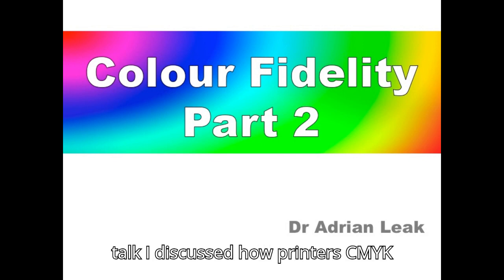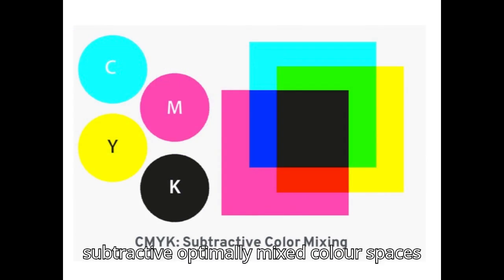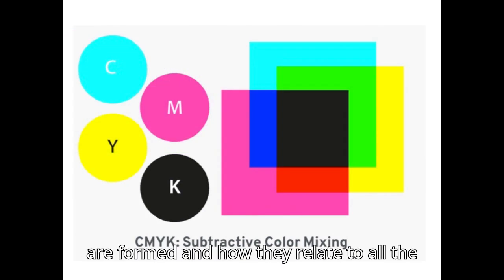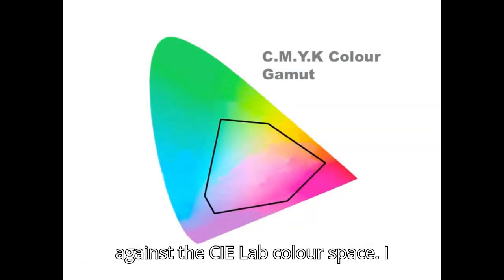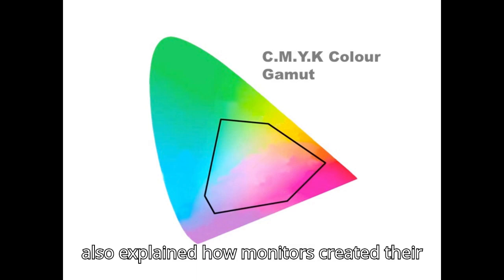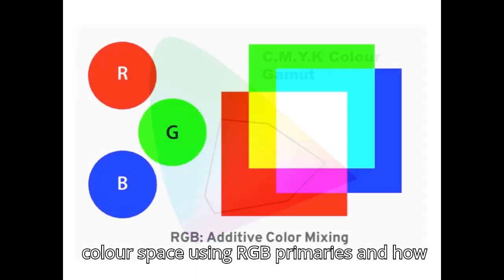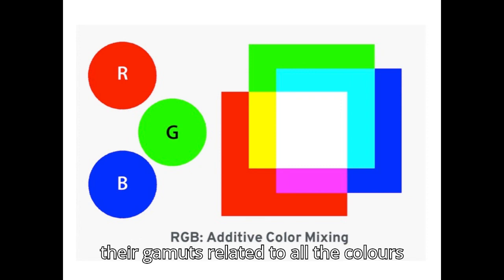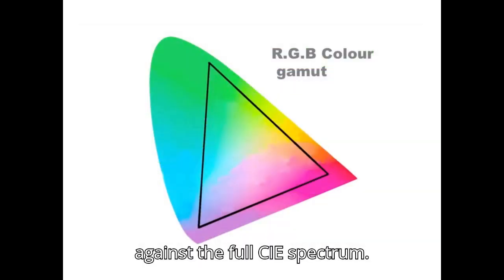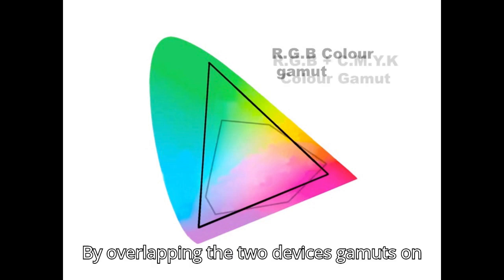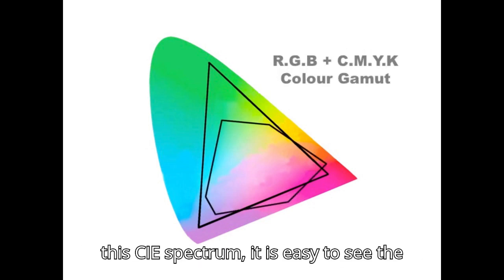In the last talk, I discussed how printers' CMYK subtractive optically mixed colour spaces are formed, and how they relate to all the colours we see by placing their gamuts against a CIE LAB colour space. I also explained how monitors created their colour space using RGB primaries, and how their gamuts related to all the colours we can see by once again placing them against the full CIE spectrum. By overlapping the two devices' gamuts on the CIE spectrum, it is easy to see the problems.